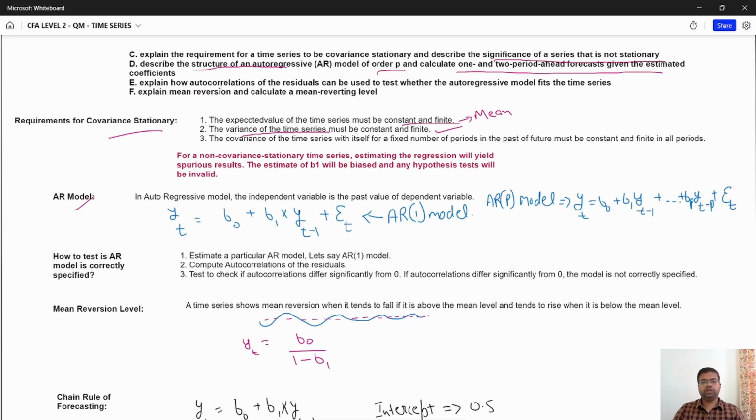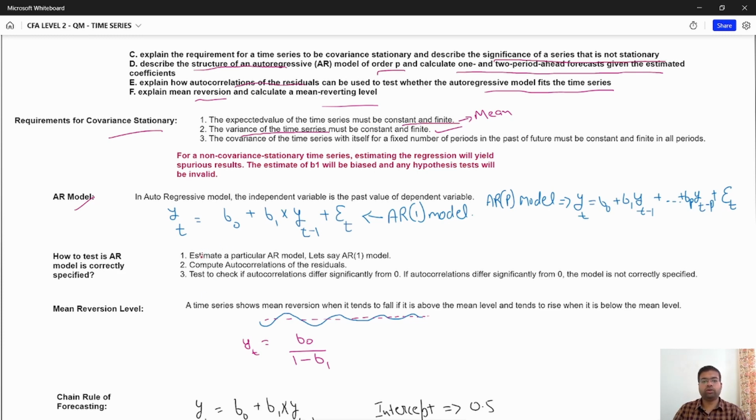Then we need to explain how the autocorrelations of the residuals are used to test whether an AR model fits the time series, and explain the mean reversion and mean reverting level we need to calculate. So these learning outcome statements depend upon one another, so we will discuss them together. First of all, we need to be able to define the structure of an AR model.